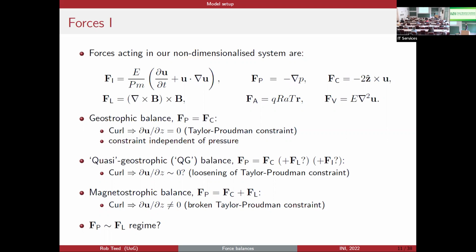So in this case, you've got pressure balanced by Coriolis and Lorentz. You can take the curl here. This definitely now won't give you a Z-independent flow, because this is now a broken Taylor-Proudman constraint. When you take the curl, you've got the curl of the Coriolis balanced by the curl of the Lorentz. And then question marks here, because I see it come up in my simulations, this balance where it's not magnetostrophic because the Coriolis force isn't involved. You've got a pressure-Lorentz balance in some situations at some length scales.